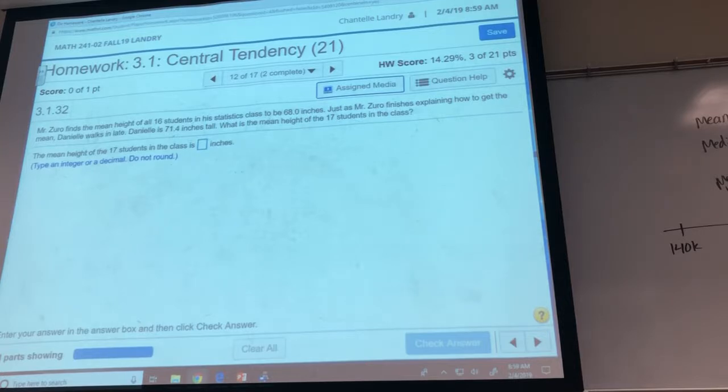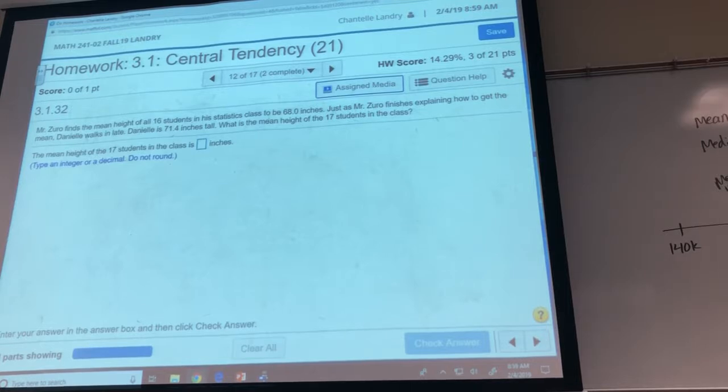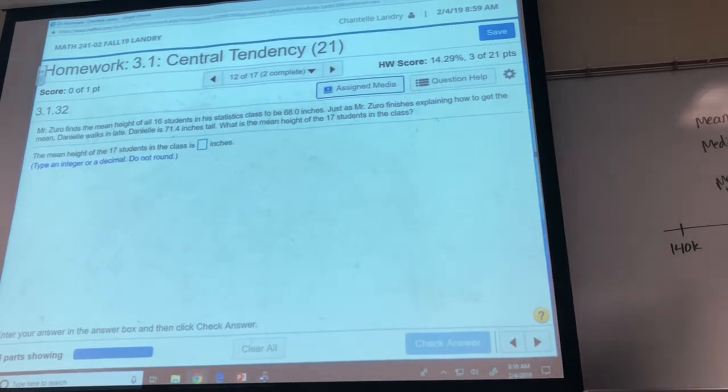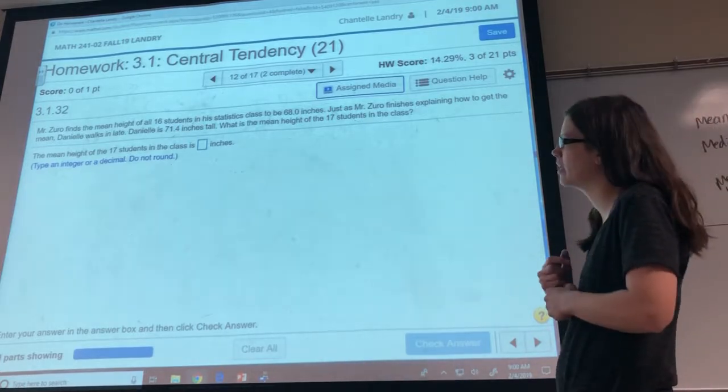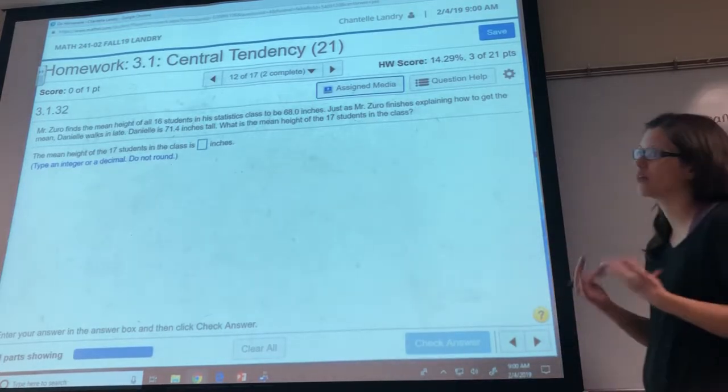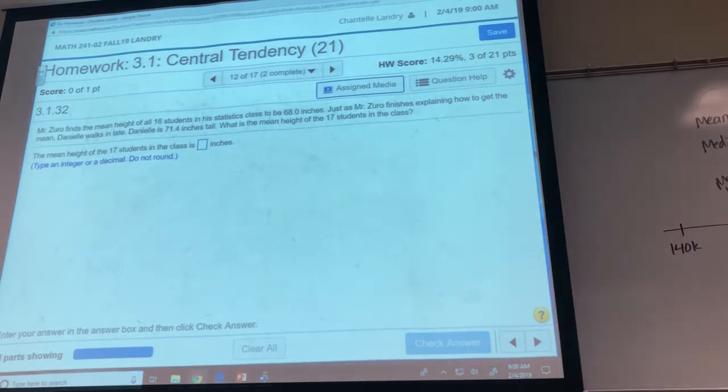Okay, so this guy has 16 students in his class, and the average of them is going to be 68 inches. Danielle comes in late and she's 71.4 inches tall, and now they're asking what's the new mean of the 17 students if you throw in Danielle. Well, you can't just put this into your calculator, because you don't know what the other 16 were, you just know what the average is going to be.